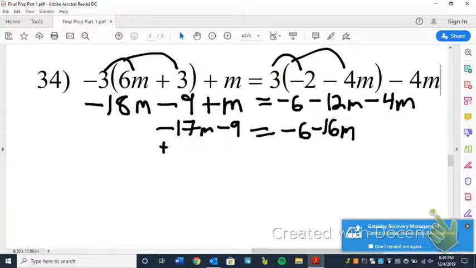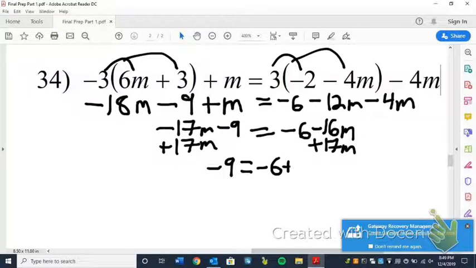Here again, I like to keep my variables positive, so I'm going to add 17m to both sides. And we're going to get negative 9 equals negative 6 plus m. We add 6 to both sides, and we get negative 3 equals m.